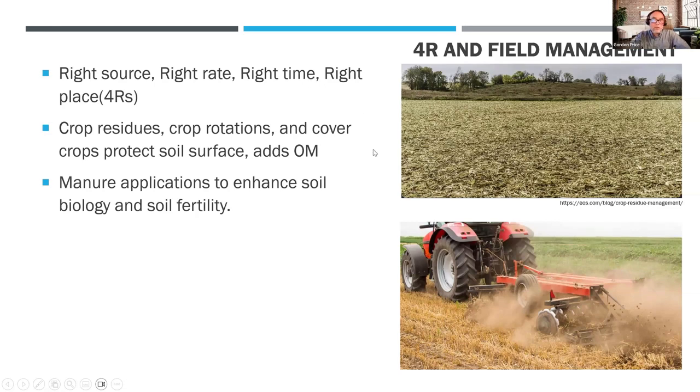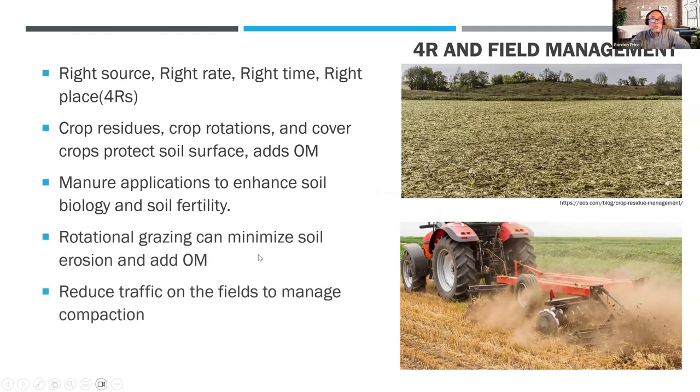Whether these be crop residues, crop rotations, or cover crops that may protect the soil surface and that add organic matter and add nutrients in the long term, or whether they be manure applications that can be used to enhance not only soil biology, but also soil fertility. And so understanding the nature of these materials and therefore being able to make the right decisions around the rate and the timing and the place certainly will come into play a little bit later in this presentation.